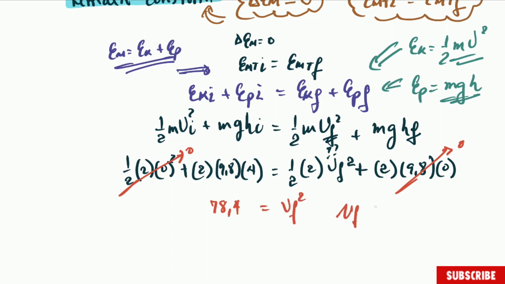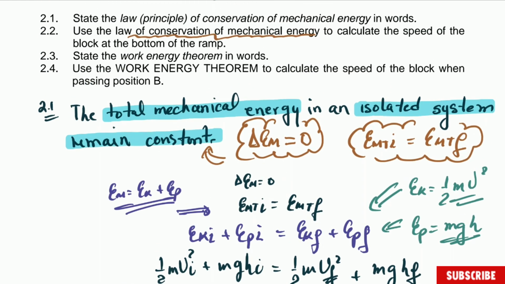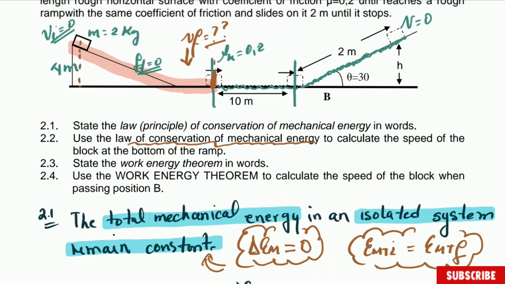So the final is equal to 8,85 meters per second, and that is the answer for this other question here. Okay, so we're going to the next one, question 2.3, state the work energy theorem in words.